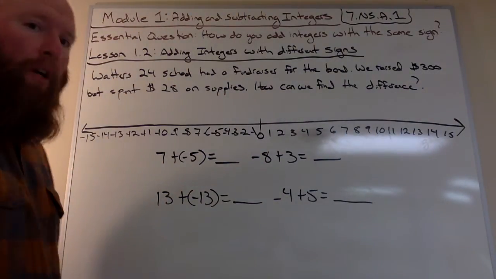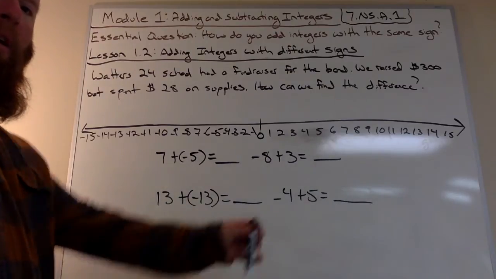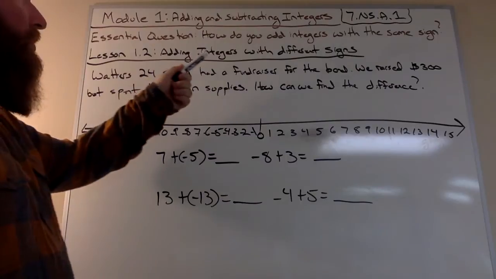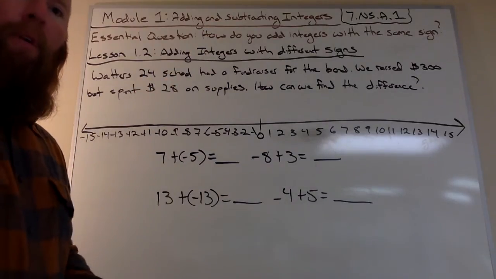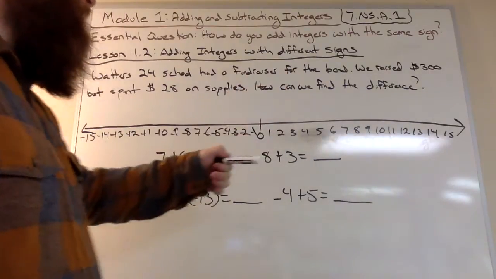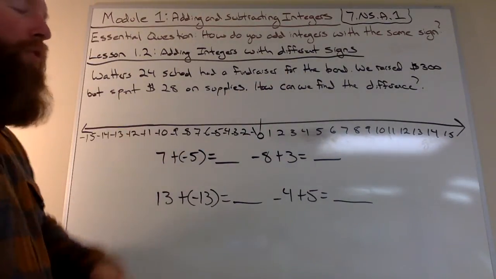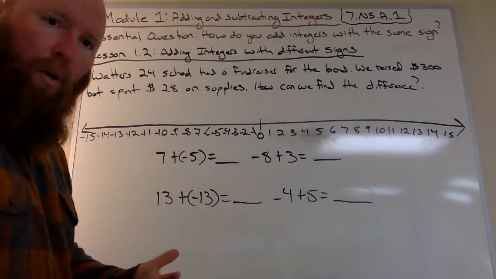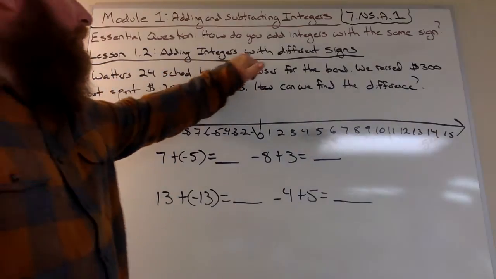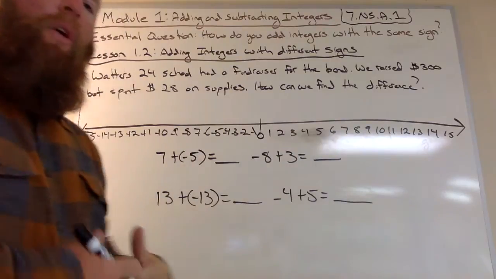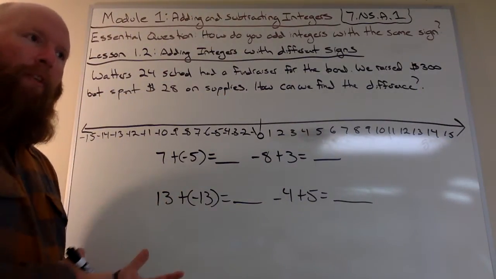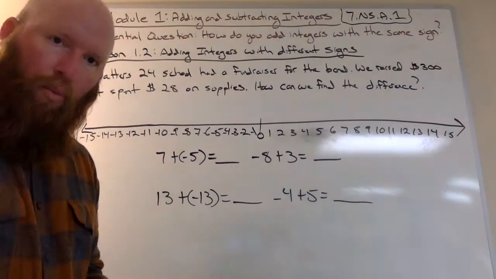Moving along with Module 1, we are now going into Lesson 1.2. So the essential question is going to remain the same throughout the module, which is how do you add integers with the same sign? And now we're moving into infusing more with the negatives and positives. So Lesson 1.2 is adding integers with different signs. We're just infusing the different signs, integers, as we're moving from 1.1 now to 1.2.